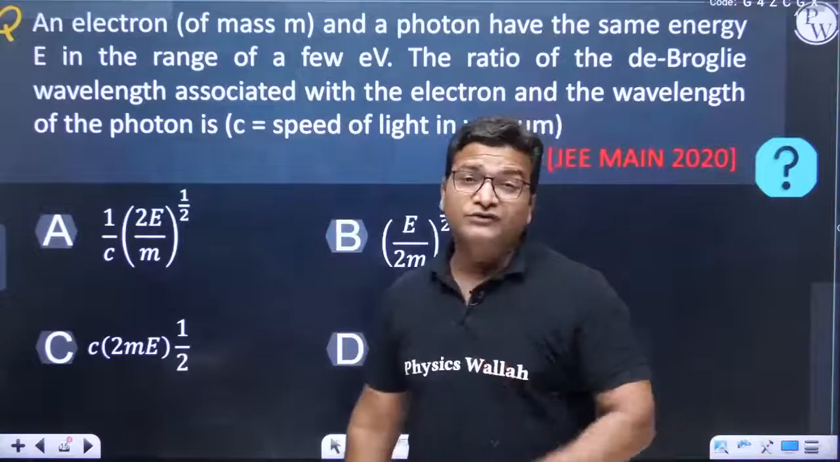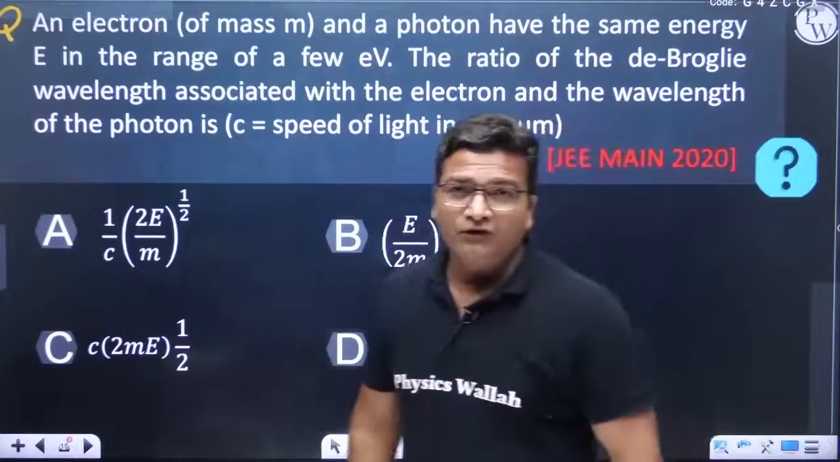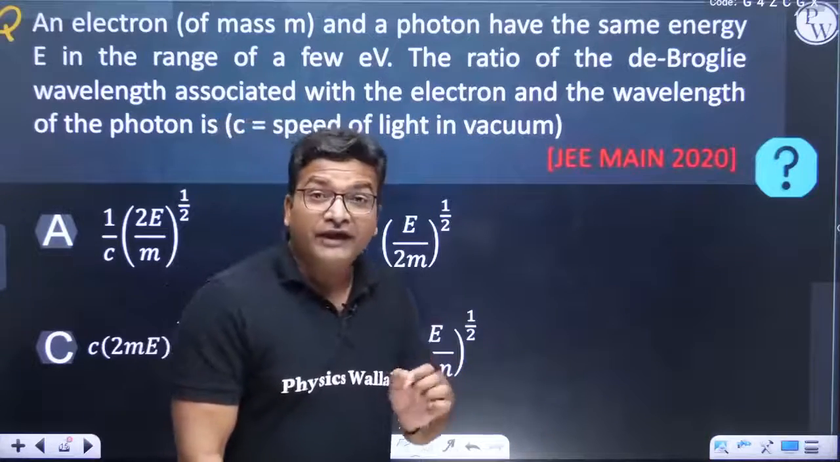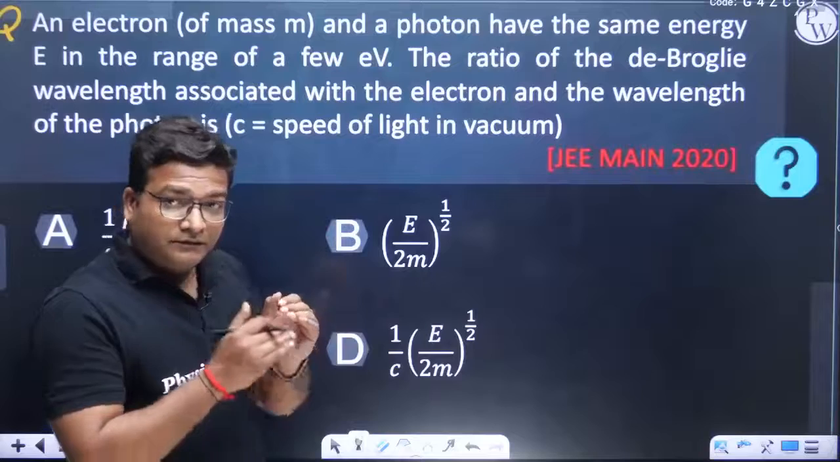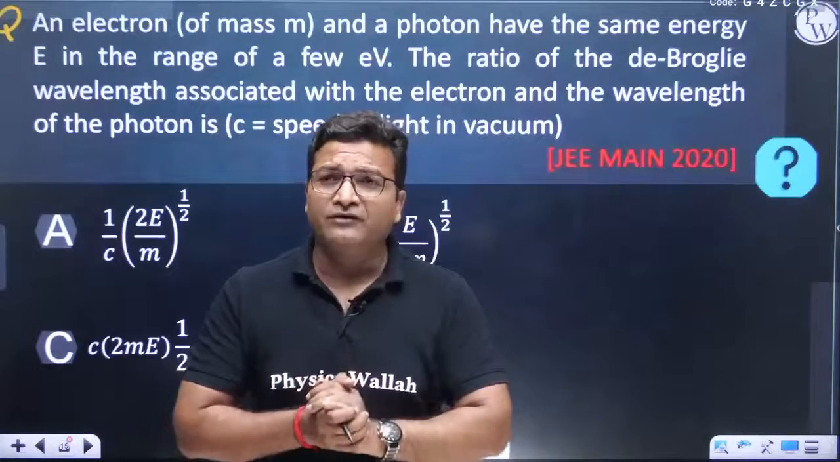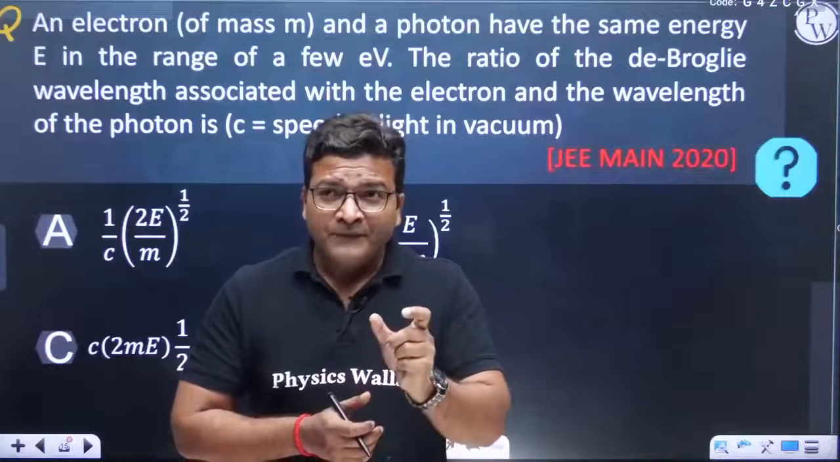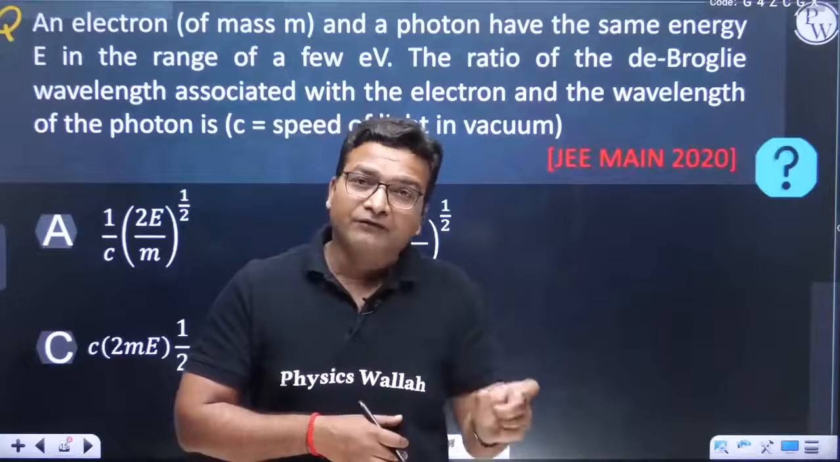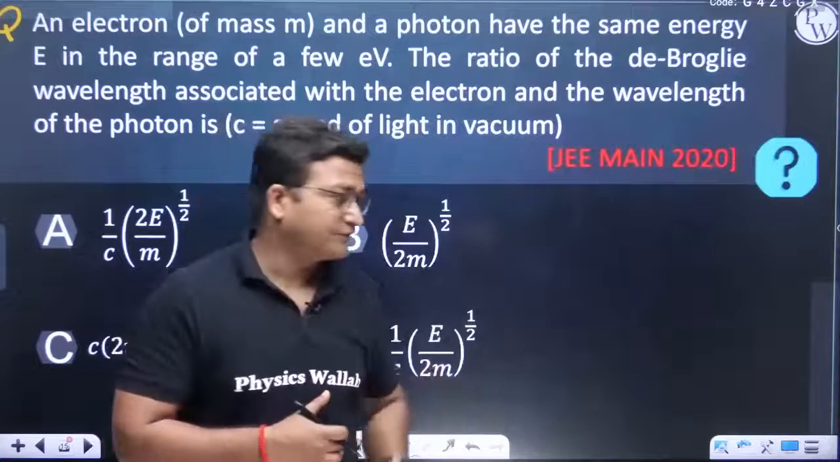So here in this question, they say an electron of mass m and a light photon have the same energy. If they have the same energy and the energy is in the range of a few electron volts, what is the ratio of the de Broglie wavelength of the electron and the wavelength of the photon? So let us discuss this problem.